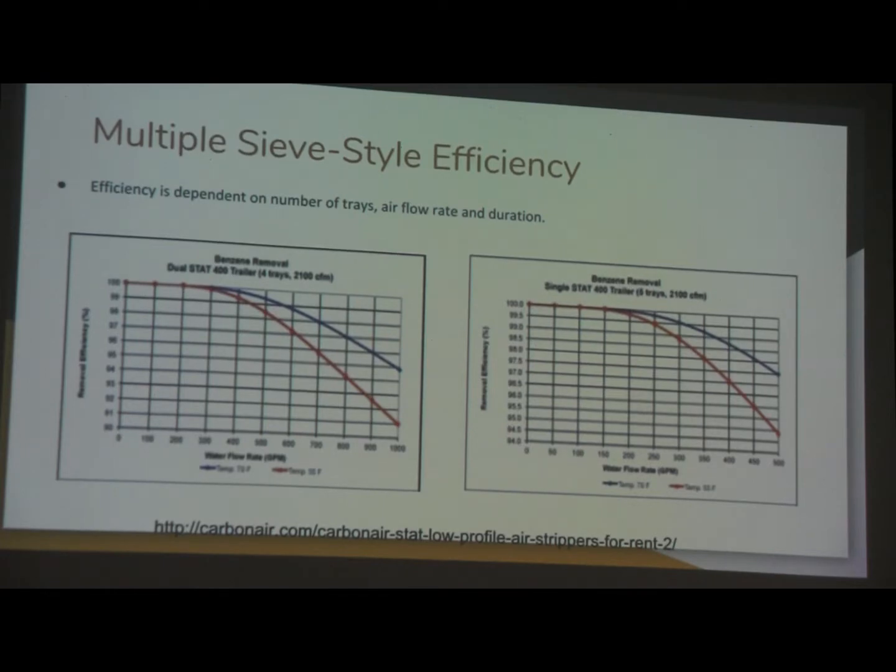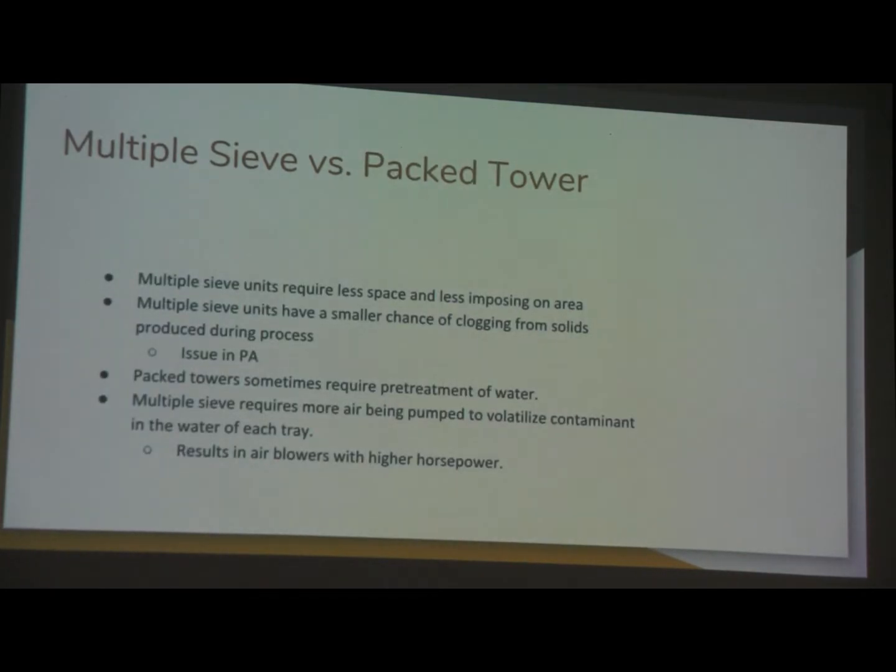Now, if you look here at 500 gallons per minute at 70 degrees, we're seeing almost 100%. So when it comes down to this, you have to think of what efficiency you want to produce out of your system, and that will point you in the direction of what size and style stripper you need. So just a quick look at these two compared to each other.